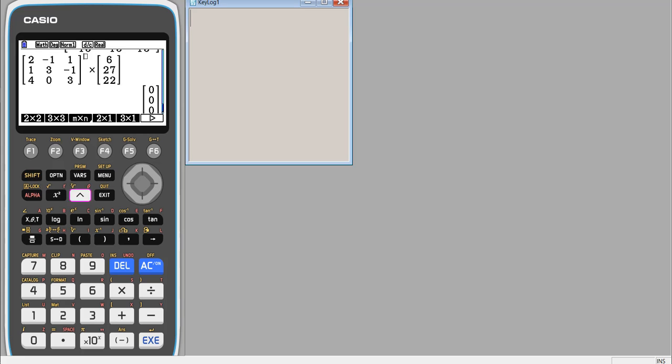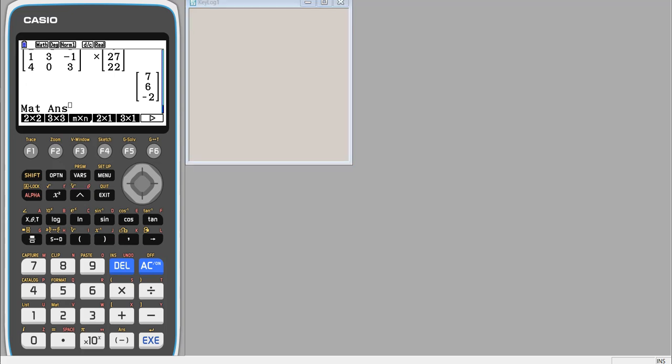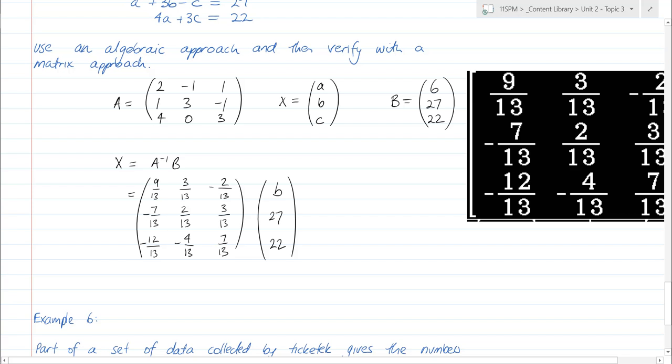Let's see if this works. 7, 6, -2. That's confusing. Yeah, I don't know why it does that. I'll have a look and see if I can work out why it does that. 7, 6, -2 makes more sense. Oh, matrix the answer maybe? 7, 6, -2 for A equals 7, B equals 6, C equals -2.